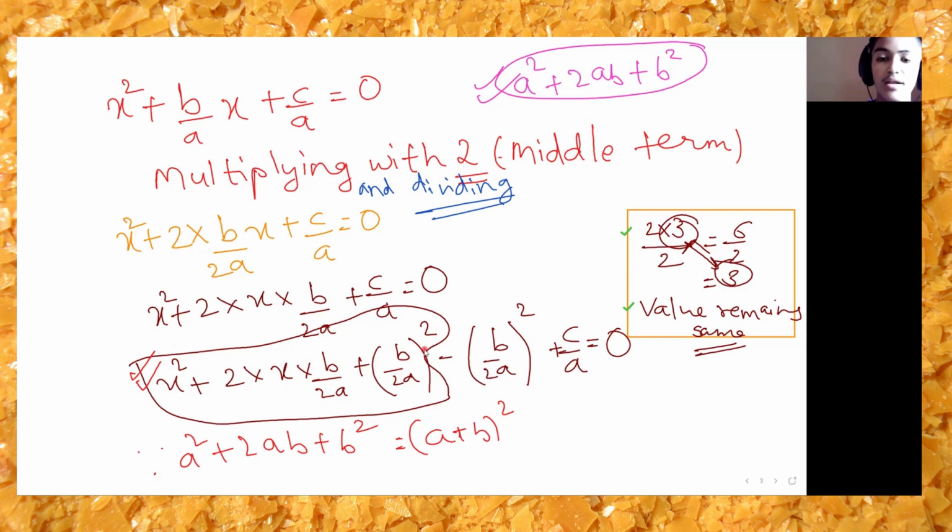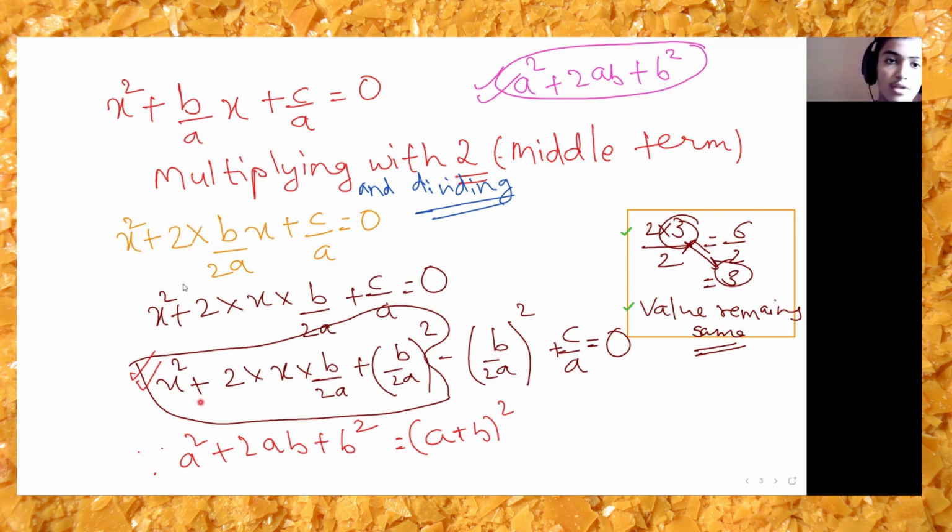So the last term should be in the form of b square. So directly we can't write b square, means directly we can't write b by 2a whole square. What we should do is plus b by 2a whole square and minus b by 2a whole square. So again you may wonder that we have added and subtracted, will the value change? No, it will not change, because plus and minus will get cancelled. So it will not affect the value of the equation in any way. So now we have x square plus 2 into x into b by 2a plus b by 2a whole square minus b by 2a whole square plus c by a is equal to 0. The difference between this step and the previous step is only that we have added and subtracted the square of the last term.